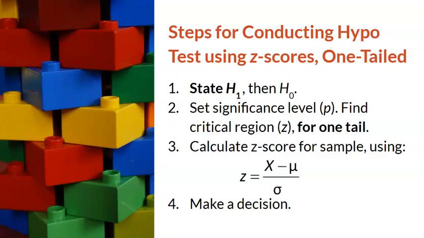Please note that these steps are for a one-tailed hypothesis test using z-scores. There are 2 modifications noted in bold. Please pause the video to write down these steps on the chapter handout.